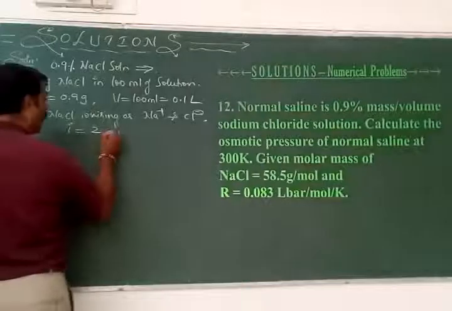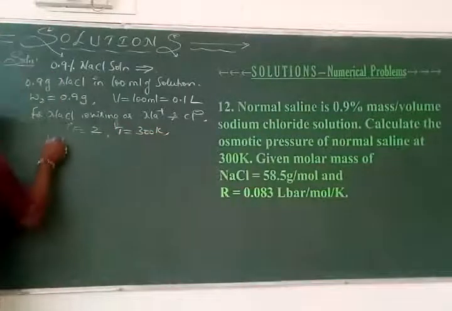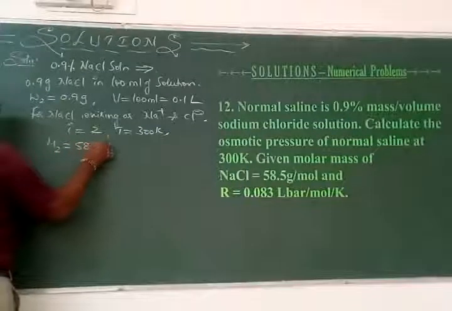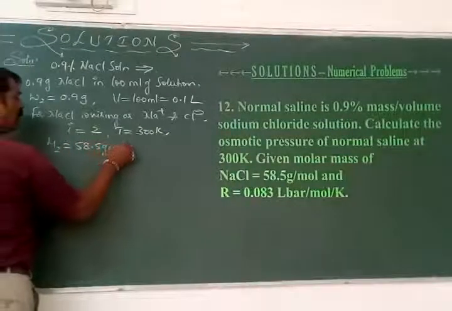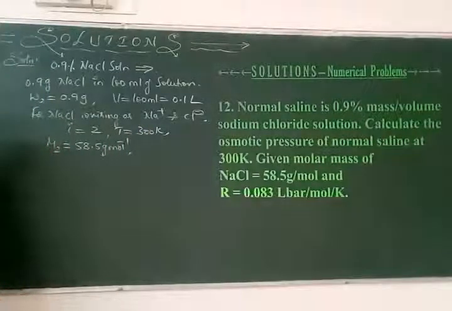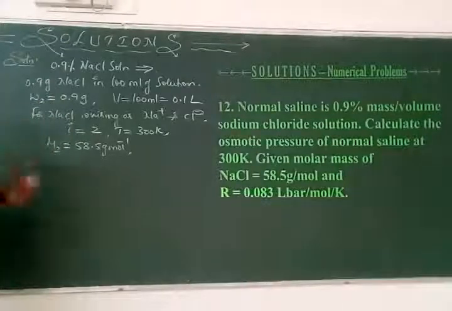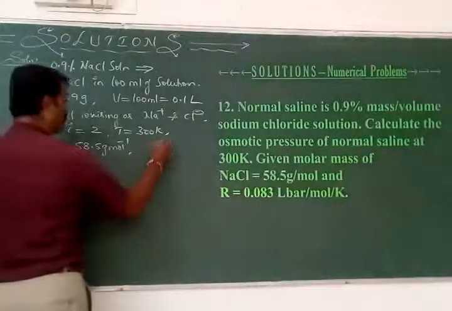2. And the temperature recorded is going to be 300 Kelvin. Then the molecular mass of this one is going to be 58.5 in terms of gram per mole. And then the R value is already given. So what do we need here? Calculate which one? Osmotic pressure. Y we have to find out.